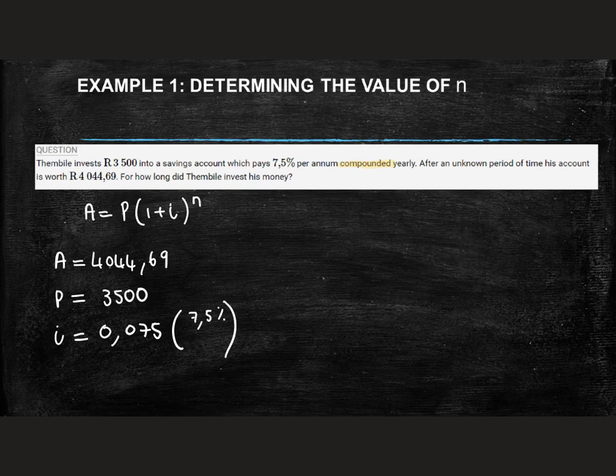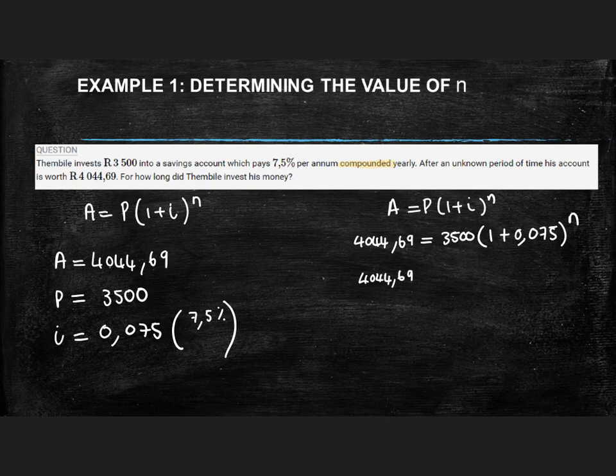So let us take the equation and manipulate it. We know that A equals P, 1 plus i to the n. I know that 4,044 Rand and 69 cents came from 3,500 Rand invested at 1 plus 0.075 to the n, the unknown power. I'm going to now rewrite this and try to solve for n in a few steps. First thing we do is we divide through by the present value. So you'll have 4044.69 divided by 3,500 is equal to, I'm going to combine the numbers in the brackets as 1.075 to the power of n.